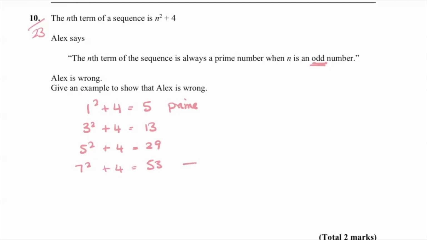Now, when we get to this one, you might not know whether that is prime or not. You can use your calculator, divide through by a few numbers to see whether or not you are getting a whole number out. It is a prime number. And when we put 9 squared in, we definitely find our result that proves he is wrong, because 85 has to be in the 5 times table.